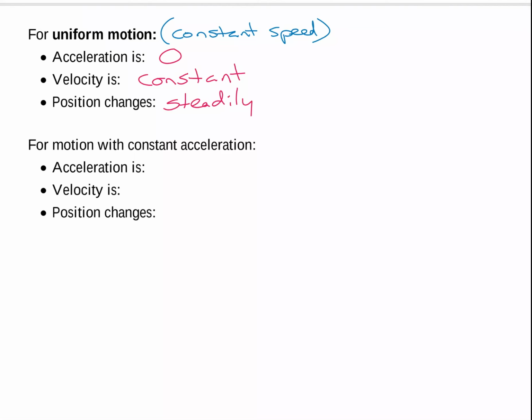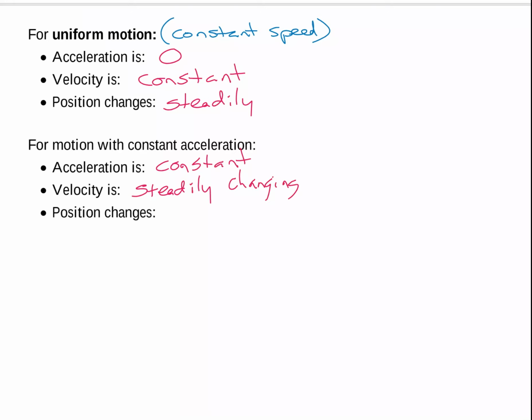Now, for motion with a constant acceleration, is our speed constant here? No, it's not going to be constant. Is our acceleration constant? Yes. So acceleration is constant. Is the velocity constant? No, it's increasing. Is it steadily changing though? Yes. We saw that last time with the velocity versus time graph when we had a constant acceleration. It is steadily changing. The graph looks like a line.